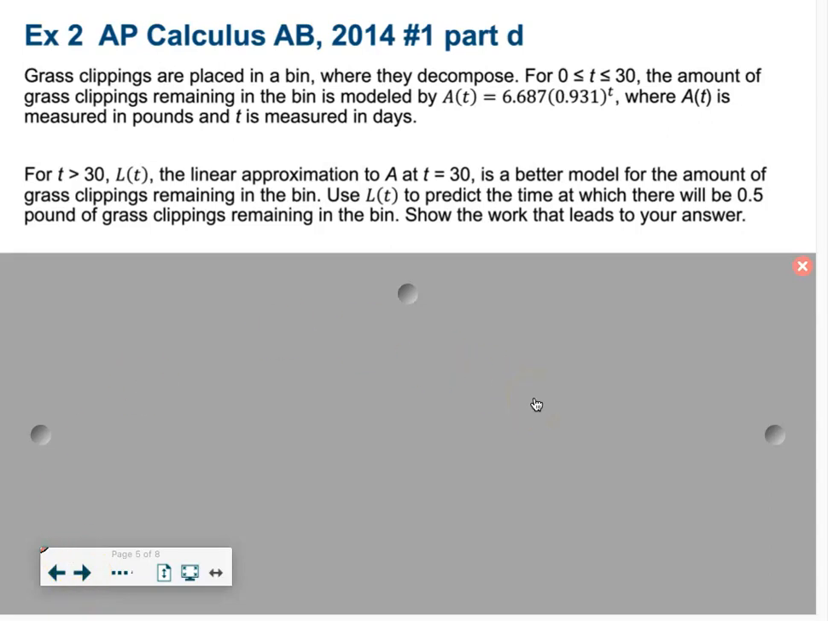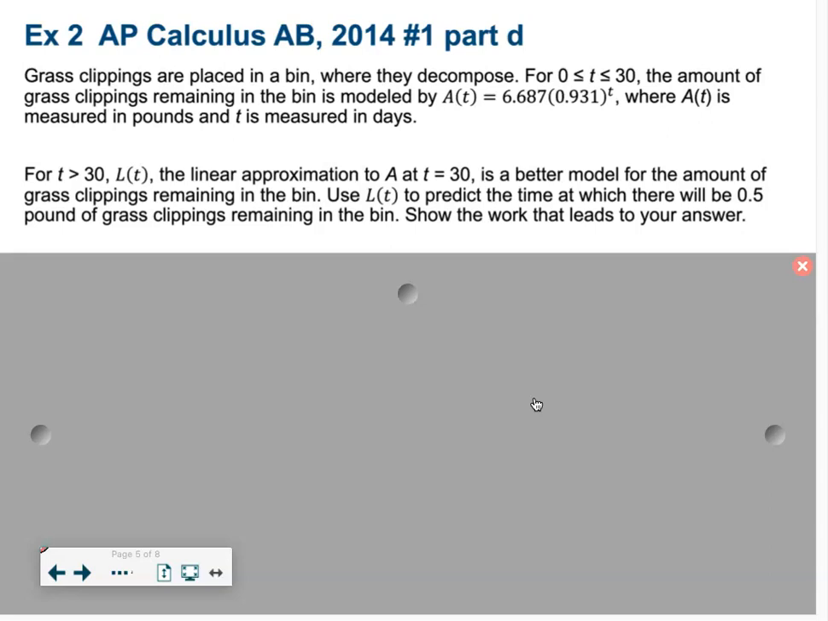So, AP problem. And I love it because it gives you a function we haven't done in a day or two. So, grass clippings. This is from 2014, number 1. Grass clippings are placed in a bin where they decompose. For time values from 0 to 30, the amount of grass clippings remaining in the bin is modeled by A of t equals 6.687 times 0.931 to the t.